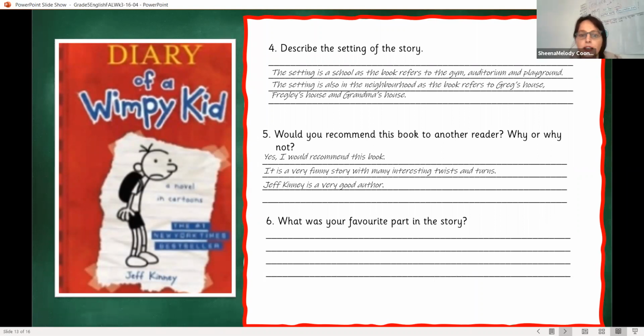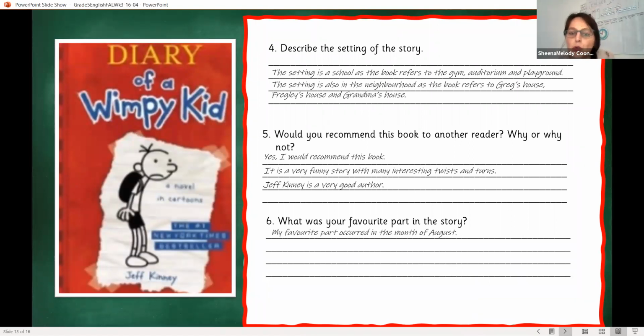Excellent. So what? Jeff Kinney is a very good author. You guys are so good because I actually saw, that tells me you were paying attention in the beginning. The fact that you can answer this from what we discussed in the beginning is brilliant. Your teachers should be so proud of you. I wish you were in my class. This is awesome. Well, you are in my class for now.